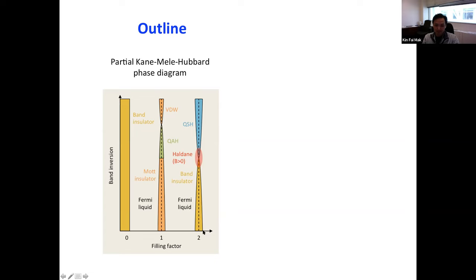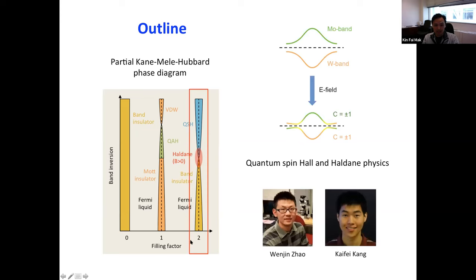And actually the filling factor 2 physics is more related to single particle physics. So it's better understood. So I will just start with this filling factor 2, which means that we've just fixed the Fermi energy in between these two bands, and we just use the electric field to cause a band inversion and see what happens. Okay. So this is the work led by our postdoc Wenjing Zhao and a graduate student Kaifei Kang in the group.